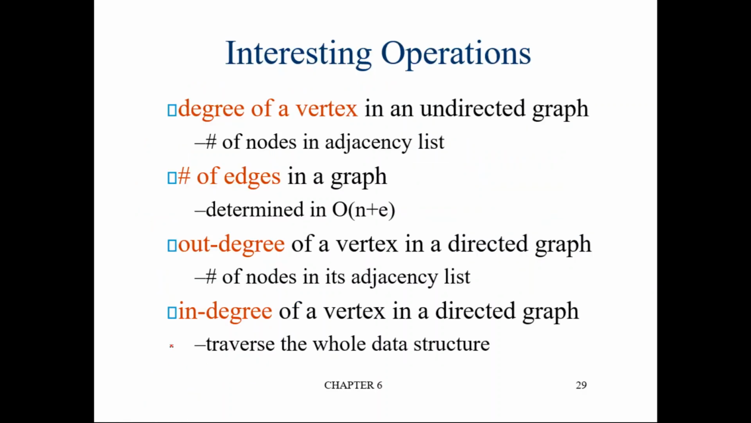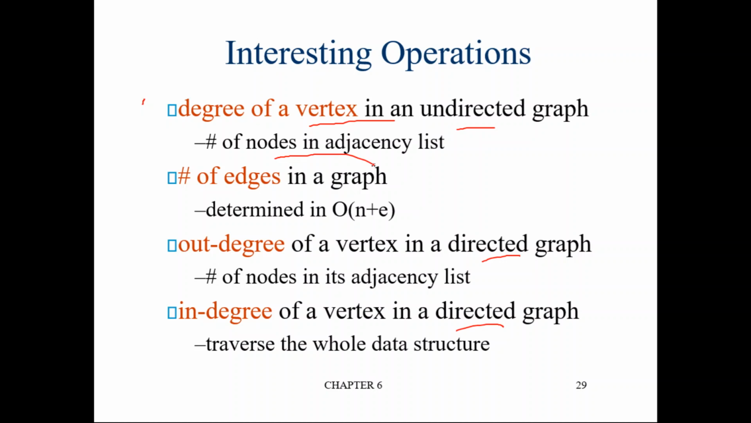Okay, so what are the observations we can have from this adjacency list? There are some observations with respect to an undirected graph, and some observations with respect to a directed graph. Let us see. The observation with respect to an undirected graph is that the degree of a vertex is just the number of nodes in its adjacency list.